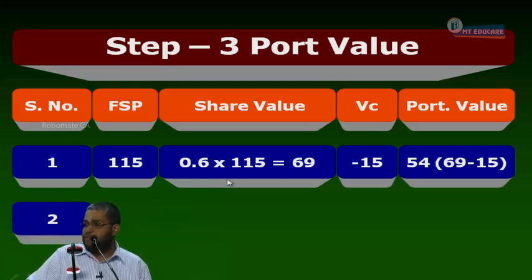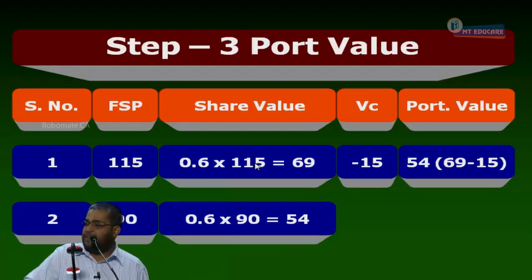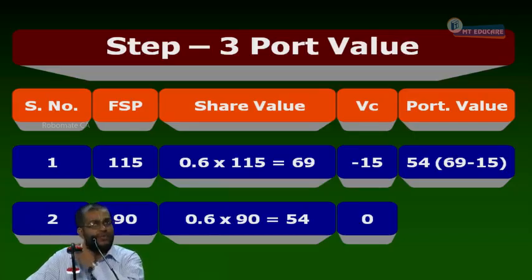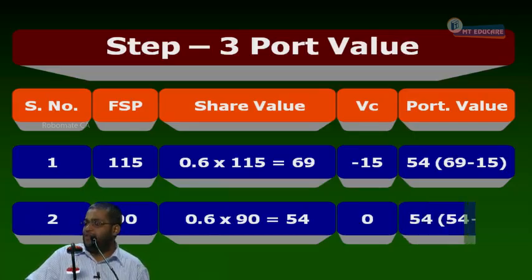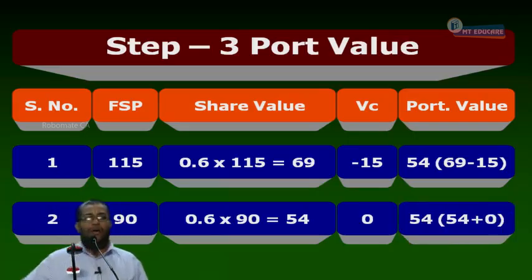Situation 2. FSP is 90. Share value is 0.6 into 90, 54. What is the value of the call? 0. It is lapsed, out of the money. Call is always worthless. It is what? 0. What's the portfolio value? 54. Portfolio value 54.